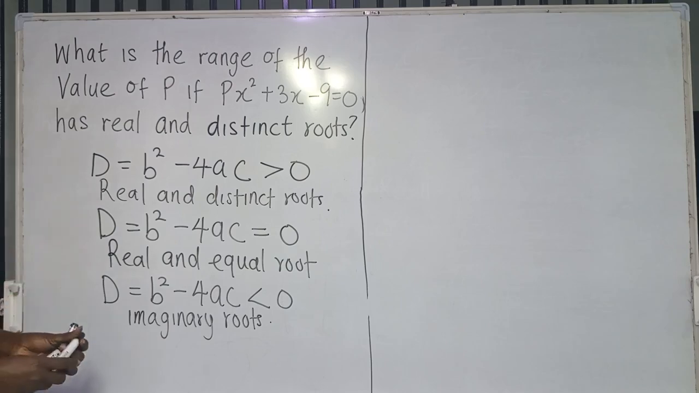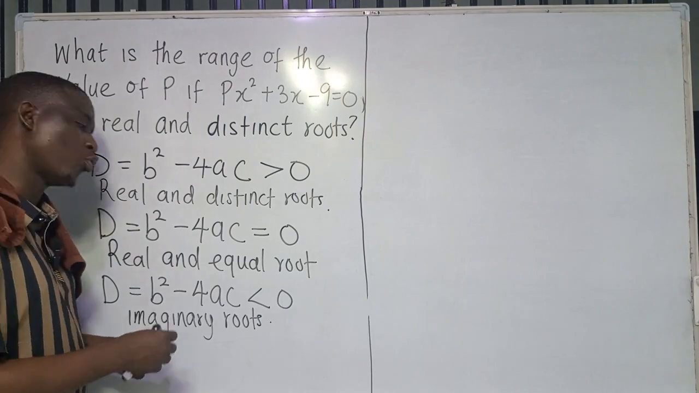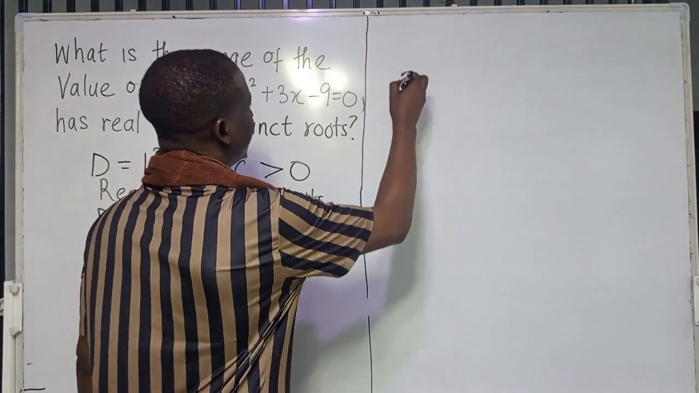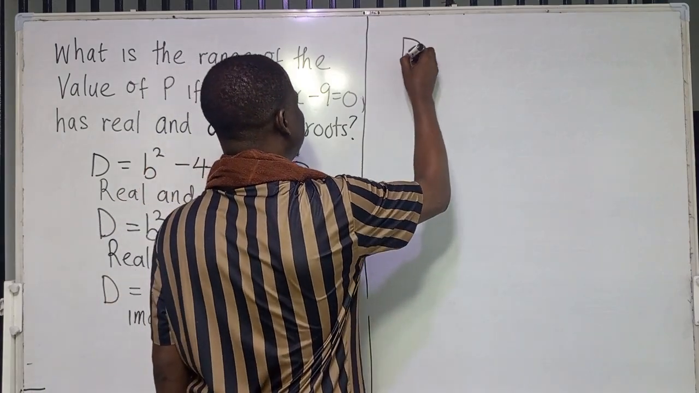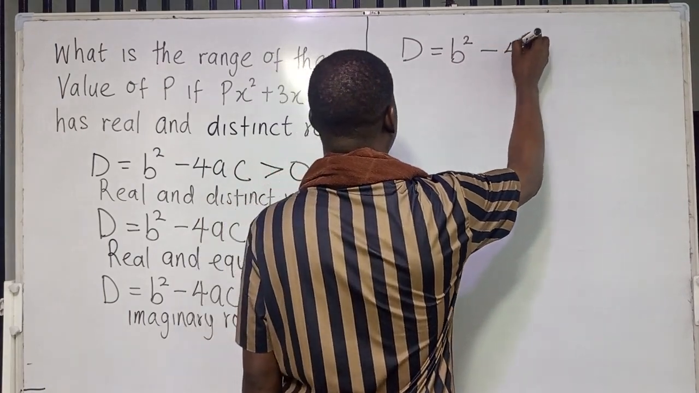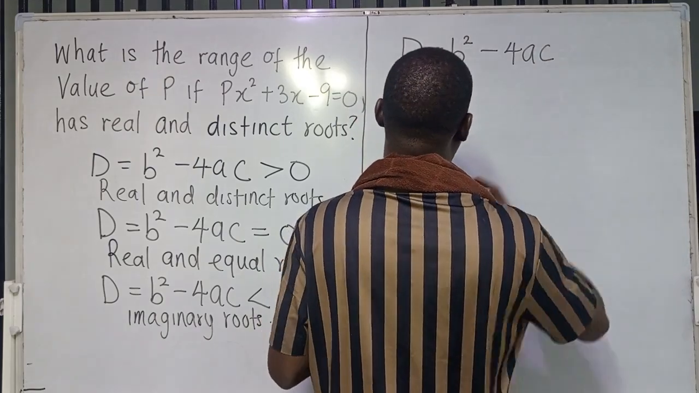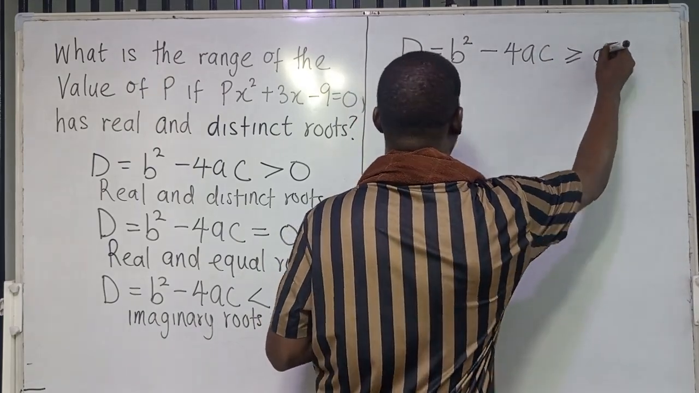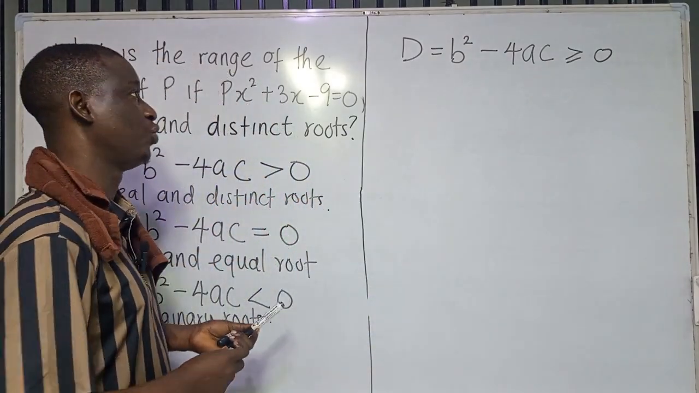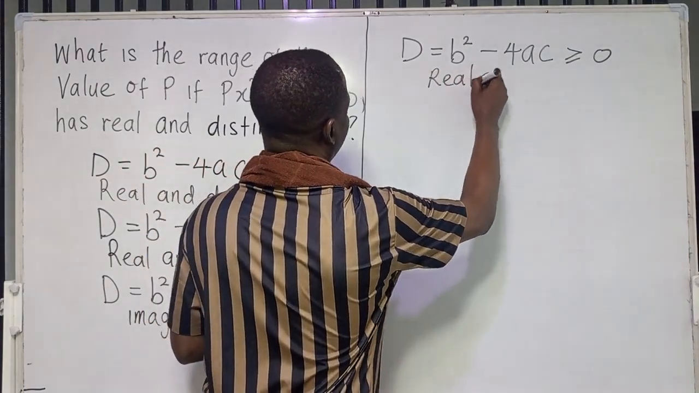Then the next thing you must know: if they say real roots and don't mention whether equal or distinct, you just say the discriminant, b squared minus 4ac, is greater than or equal to 0. They say real roots. This is for real roots. This one is not too common.